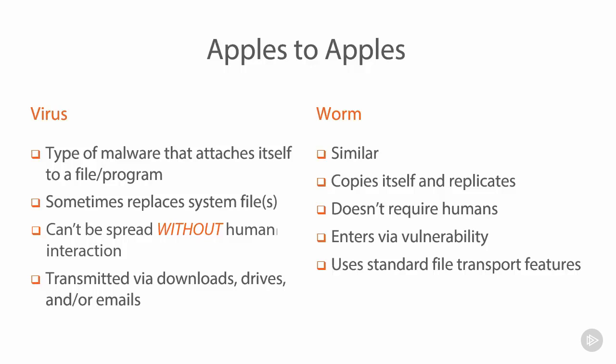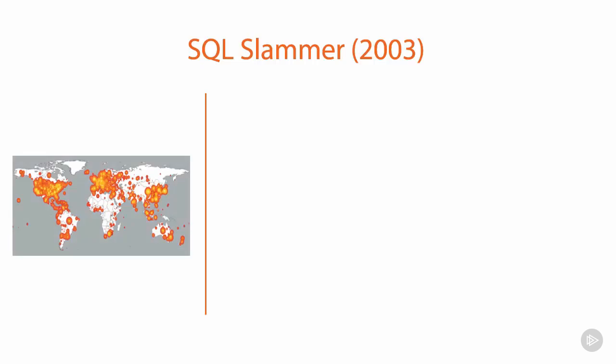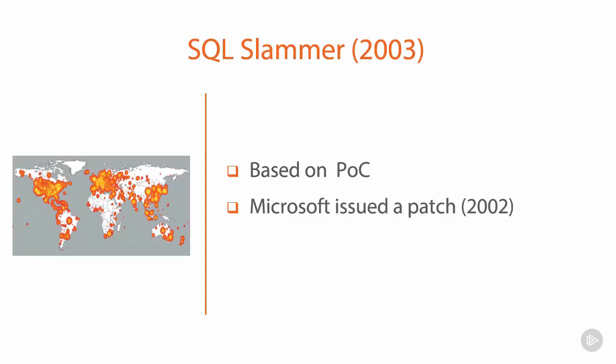Let me give you a great example. Probably one of the most devastating worms that was out there was a worm called SQL Slammer. Now, SQL Slammer, you like this image here? I'll tell you about this one. This was the infection of SQL Slammer. Just look at it for a second and go, wow. I'm going to tell you something in a second that's going to shock you. SQL Slammer was actually presented back in 2002 as a proof of concept vulnerability. Microsoft actually, about 6 months later, released a patch for it.